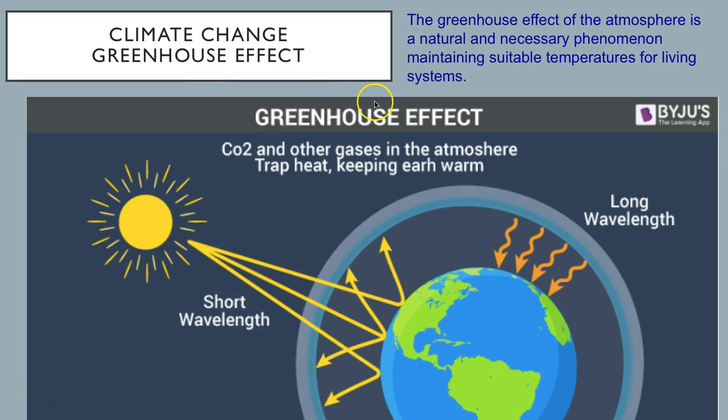The greenhouse effect. Recall, short wavelengths or solar energy arrives at the surface of Earth. Long wavelengths or infrared light is radiated back into the atmosphere. Greenhouse gases absorb the long wavelengths and re-radiate heat or infrared back to the Earth. The trapping of infrared wavelengths by greenhouse gases is the process that keeps Earth warm, with an average global temperature of 15 degrees. Remember, the greenhouse effect is a natural and necessary phenomenon for maintaining suitable temperatures for living systems.